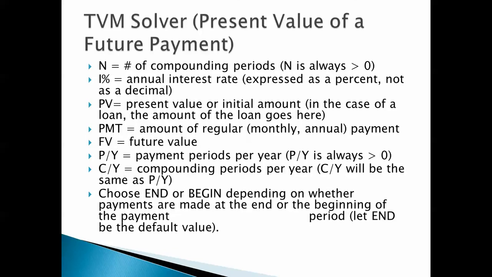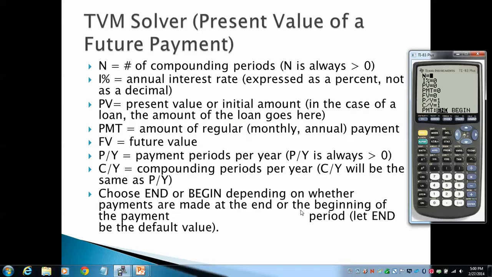N is the number of compounding periods. It's always greater than 0. I is the interest rate, expressed as a percent, not as a decimal. PV is the present value or initial amount. Payment, that's if we make a regular payment. Future value, P/Y is payment periods per year, C/Y is compounding periods per year, and we choose end or begin, depending on whether payments are made at the end or the beginning of the payment period.